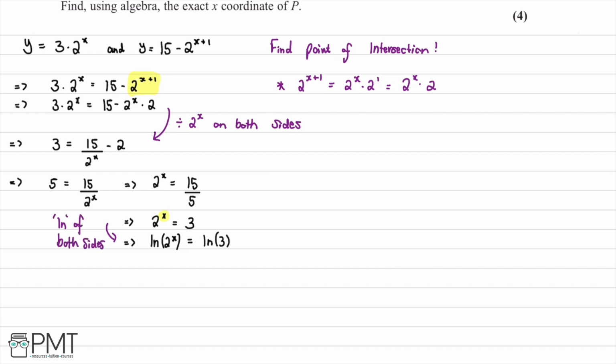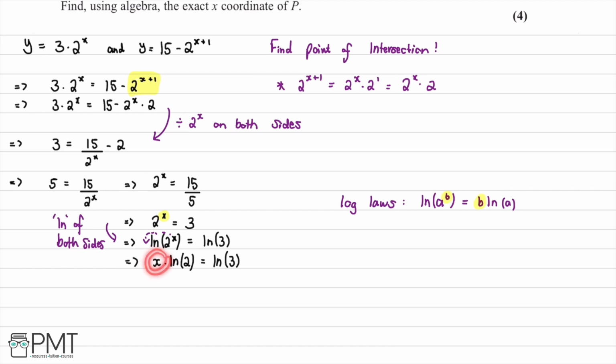Then we need to think, is there anything we know? We know we have log laws, and the power rule: if we have ln of a to the power of b, then that is equivalent to b multiplied by ln a. So our exponent here comes down to here. We can apply this in our case. So what does this leave us with? We can bring x, our power, down in front of the ln. So we'll have x multiplied by ln of 2, equal to ln of 3.